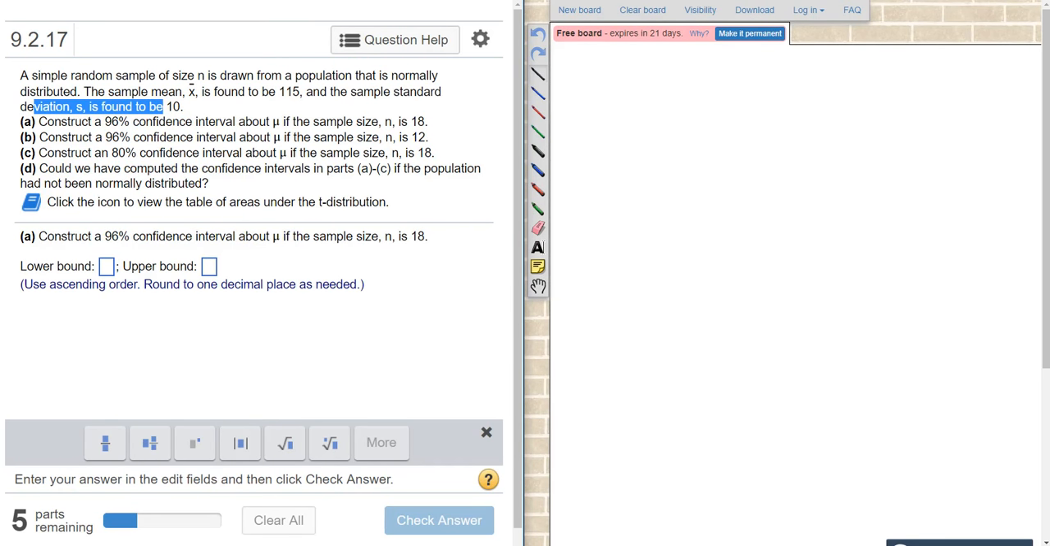So the first thing I want to do is gather all the information I know. So I know that x bar is 115. Forgive the terrible penmanship, I'm using a mouse. I know that S is 10. I know that n is 18. And I know that the confidence level is 96%.